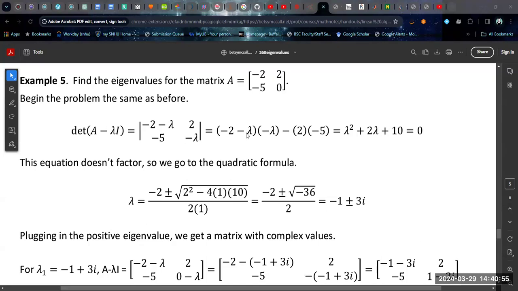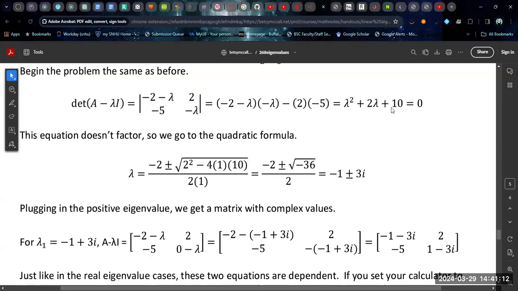So -2 minus lambda times minus lambda minus 2 times -5. And when you FOIL all of that out, you get the characteristic equation as being lambda squared plus 2 lambda plus 10 equals 0. Now, this is obviously not factorable. Again, I can't think of any factors of 10 that have a sum of 2. And so I'm going to use my quadratic formula to get -1 plus and minus 3i.